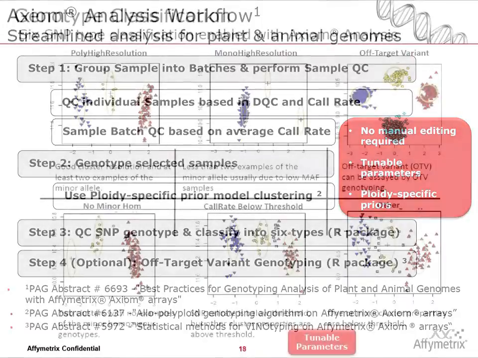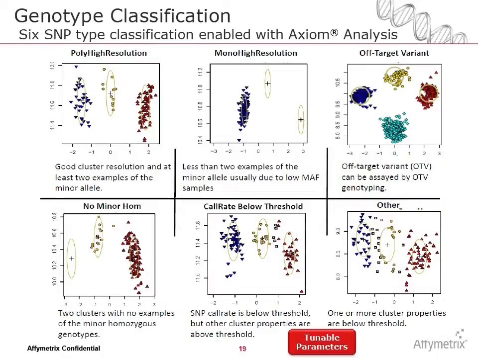The SNP Polisher software, as I mentioned, so once you have your results, how do you look at them? You're probably working with 3,000 samples, maybe 1,000 samples, on a 50,000 array. Well, the SNP Polisher software breaks down that analysis into 6 simple categories. The first category is poly-high resolution, and what that means is good cluster resolution, and there are at least 2 examples of the minor alleles. So you have 3 clusters here, nicely separated.